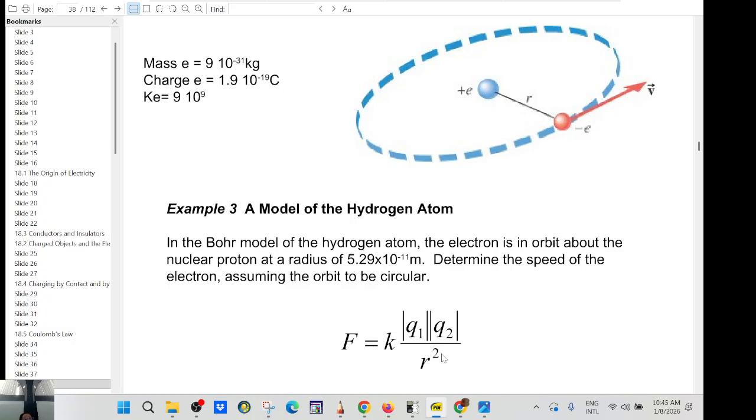But what were we trying to solve for? The first question is to find the force. So you find the electric force between them. They attract each other. And then second, you use that to find the speed, because that will be equal to the centripetal force.